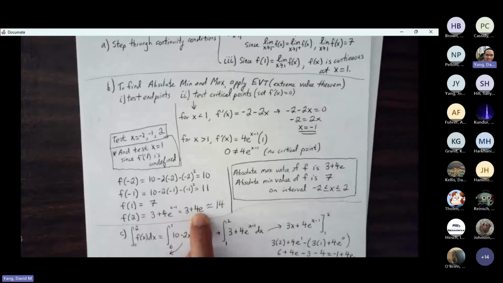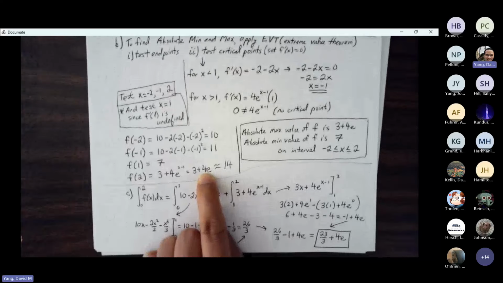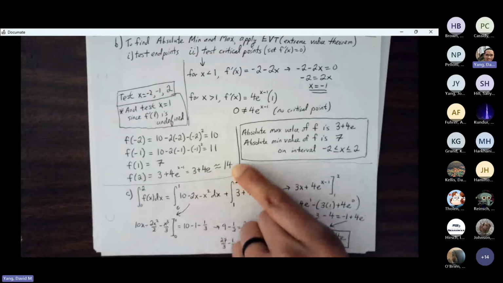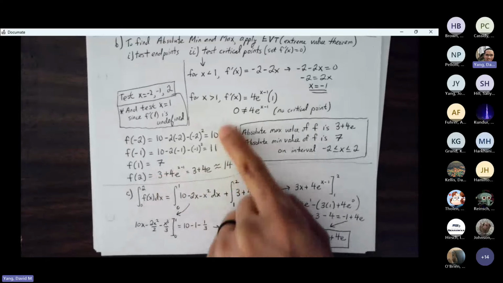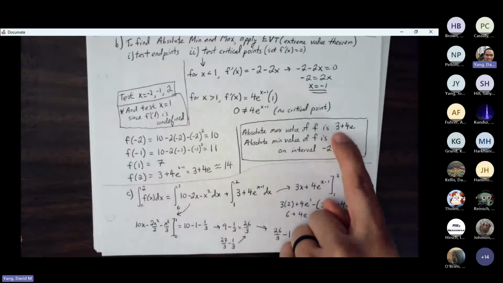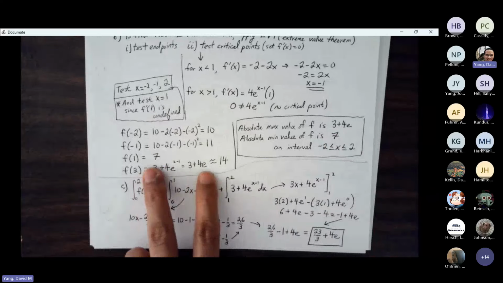So now e is around 2.8. If I just do a really rough estimation, 4 times 3 or 4 times 2-ish is 12. 12 plus 3 is around 14 or 15. So we know that it's between 14 and 15, let's say 14.5. And if I'm comparing all these numbers here, my highest is 14-ish, and my lowest is 7.